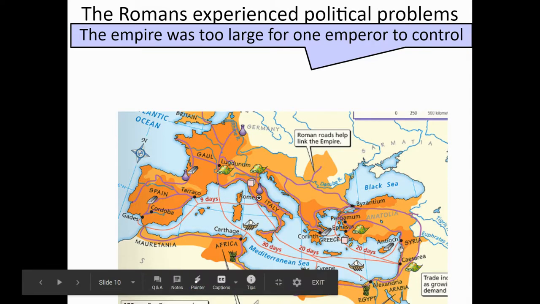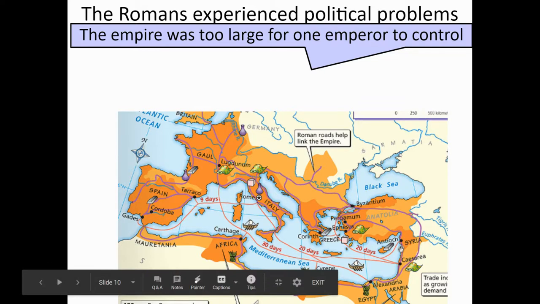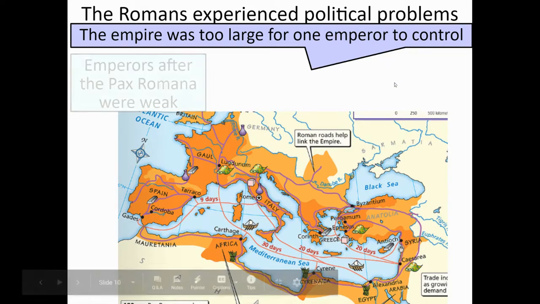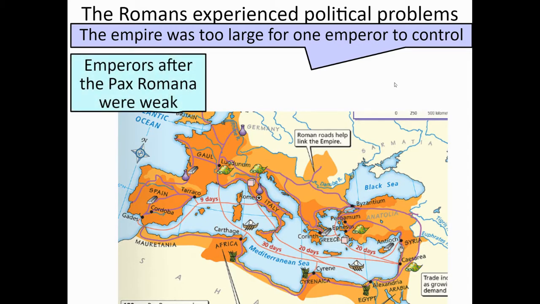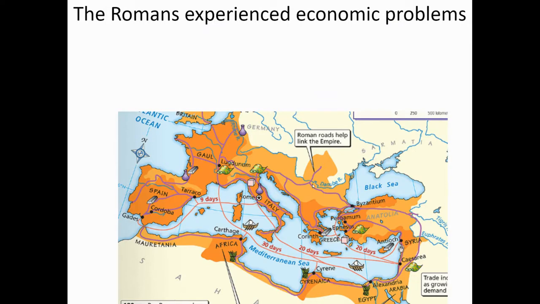You know, today we can call up Washington, D.C., even if we're in Washington State. But then to communicate with Rome, you would have to walk. So it was really hard to communicate. And the emperors after Augustus were very weak. Like Nero's going to burn down Rome so that he can build a garden. Citizens experienced a loss of confidence. So were the emperors out for themselves, or were they going to help the Roman people?